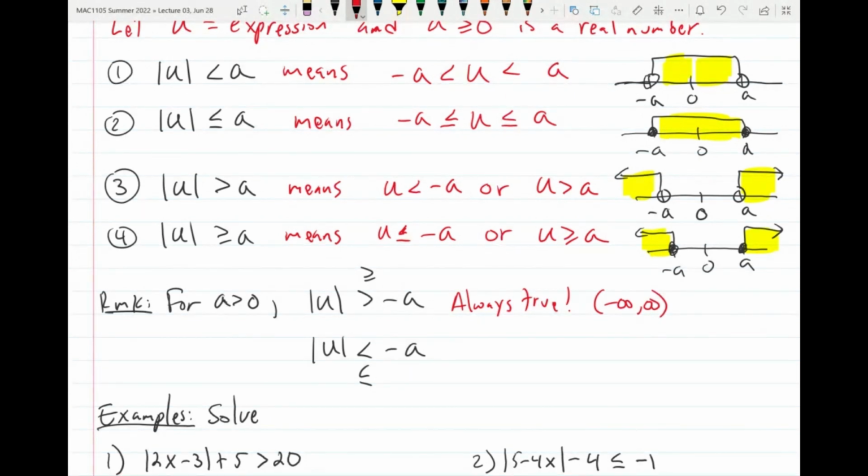How about in this situation? You have absolute value of something less than or equal to something negative. What do you think happens here? It's always false, right? There's no way that something that's positive or 0 is less than a negative number. So that's always false.